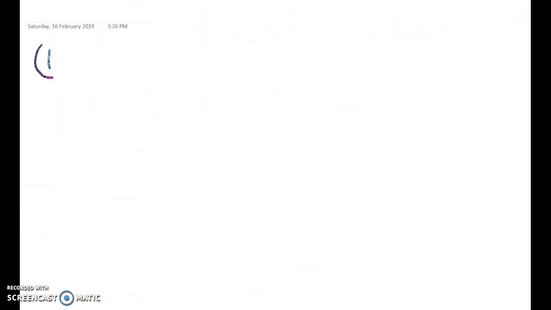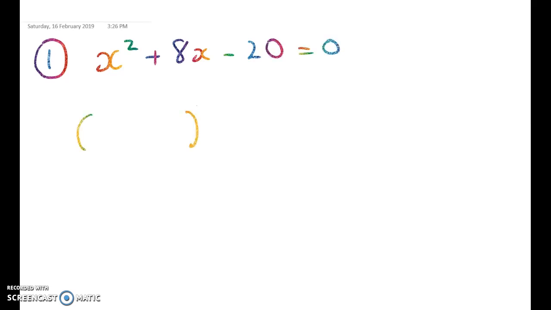Okay, so question 1 goes like this. x squared plus 8x minus 20 equals 0. Now the idea of completing the square is that we want to end up with something like this. And then we're going to take square roots of each side, and eventually we're going to solve our equation. It's an alternative method to factorizing, which we can't always do, and the quadratic formula.